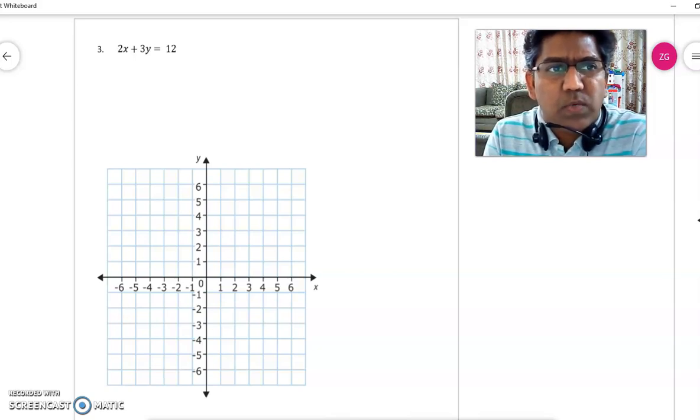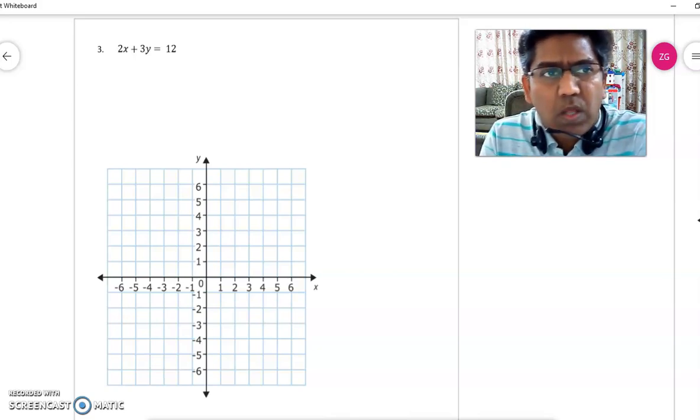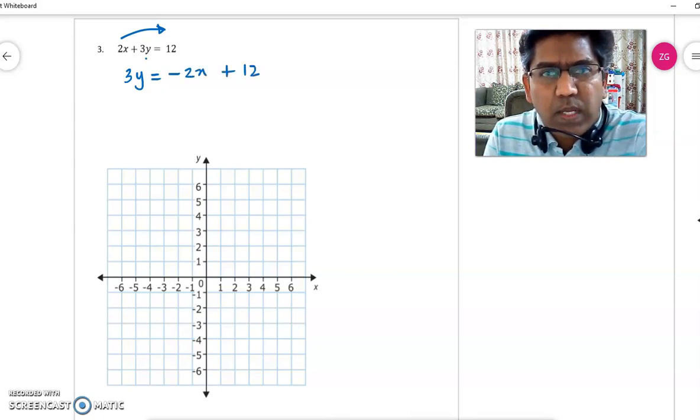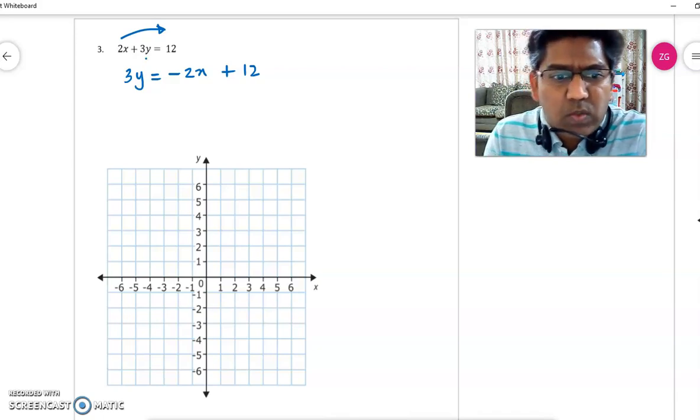So, it means the equation is not in slope-intercept form. So, we need y alone. What we have to do is shift 2x. When you shift 2x to the right hand side, you are left with 3y equal to minus 2x plus 12. Now, I want y alone, so I need to divide throughout by 3.